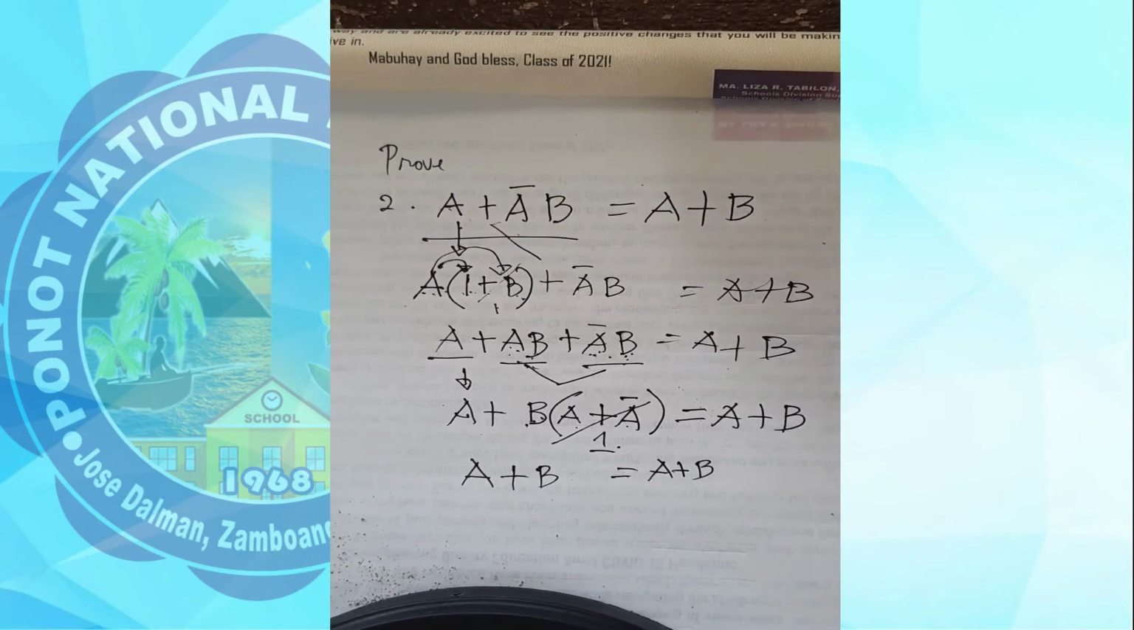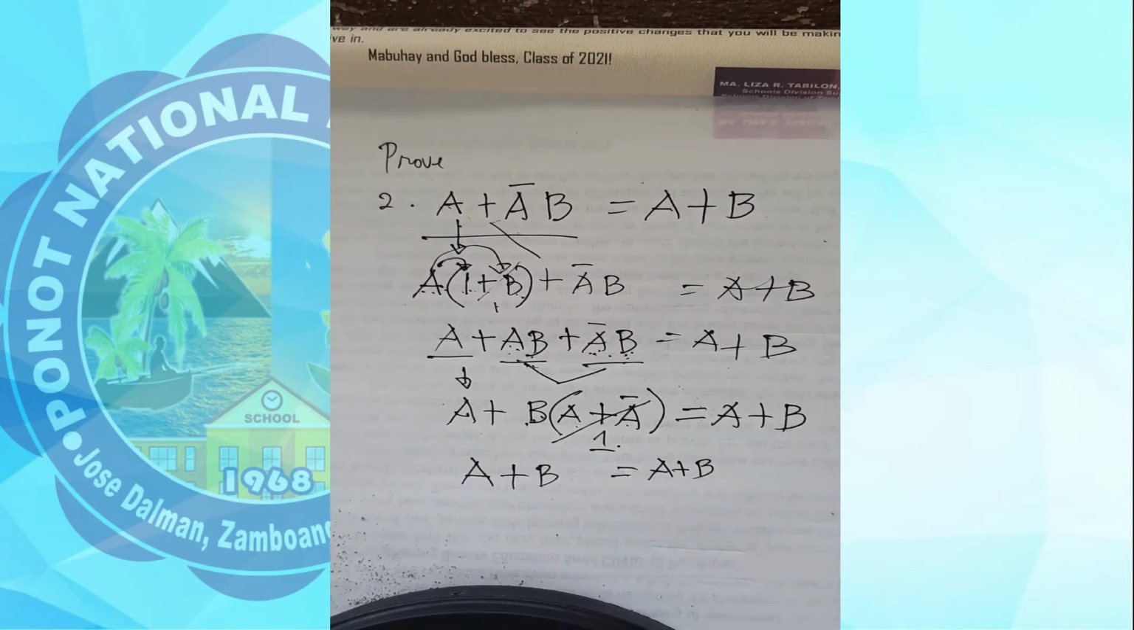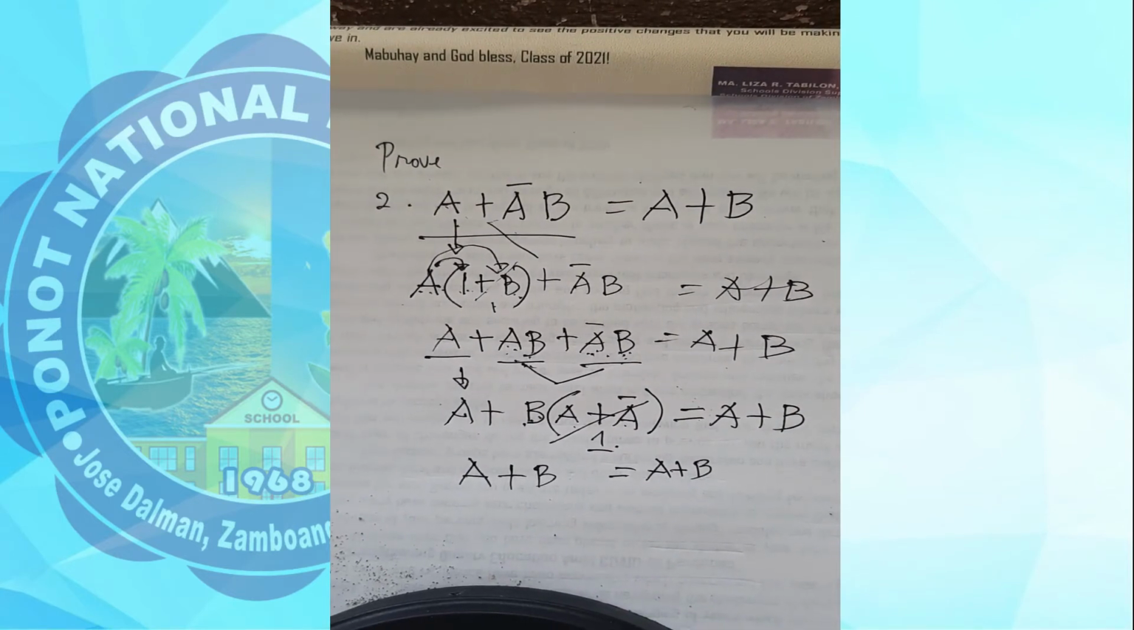So, it is very important that you have a copy of the postulates and the theorem. Okay? So, let us proceed to the next example.